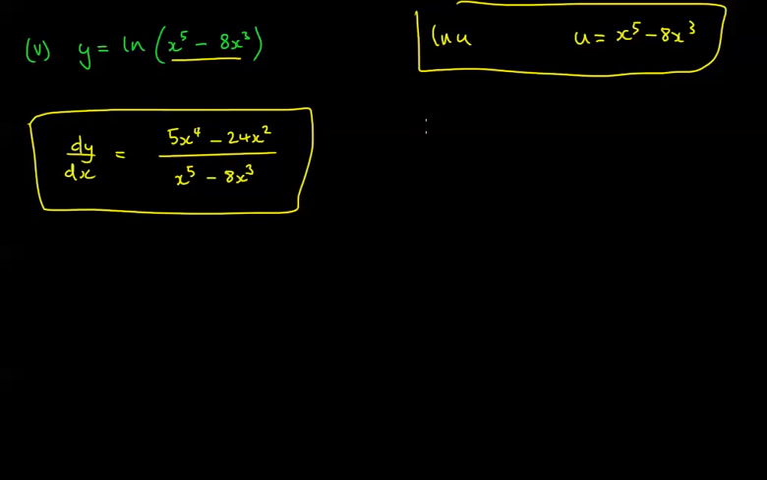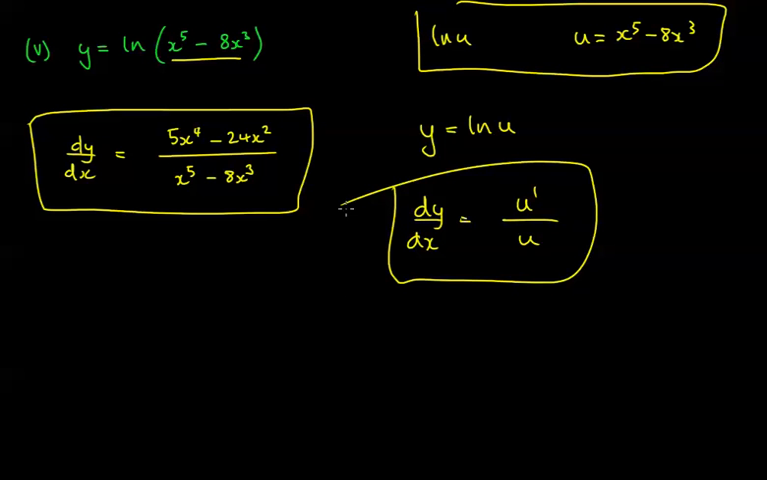So remember this little trick. If it looks like this, then the derivative dy by dx equals the derivative of u on top divided by u, like this. So remember that. Little trick. That's not in your formula booklet, but remember that. Can we stop it there and look at some more examples in a moment?